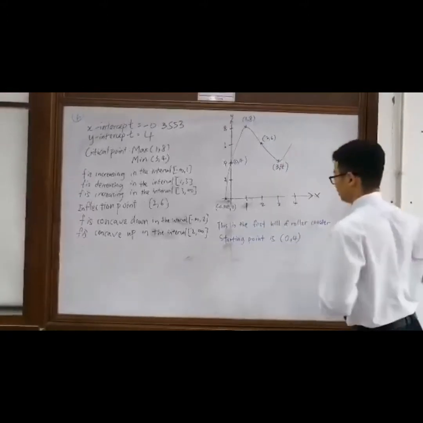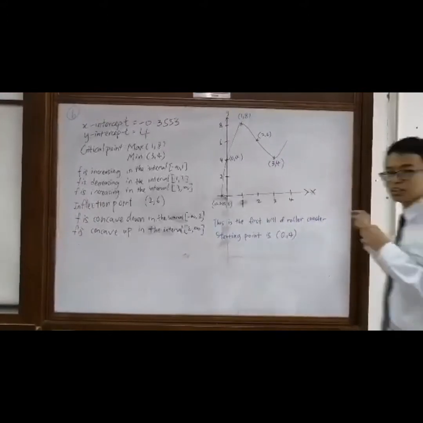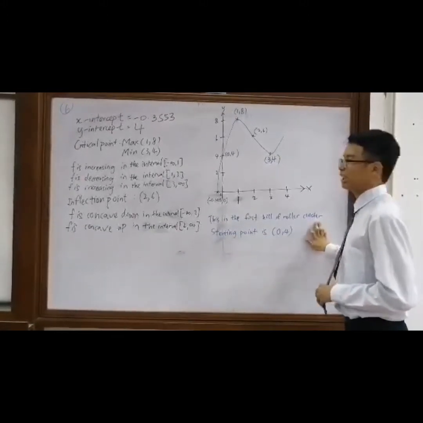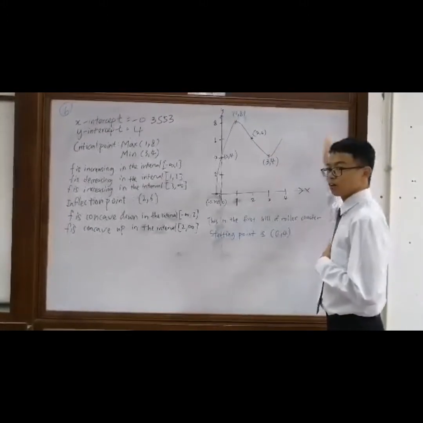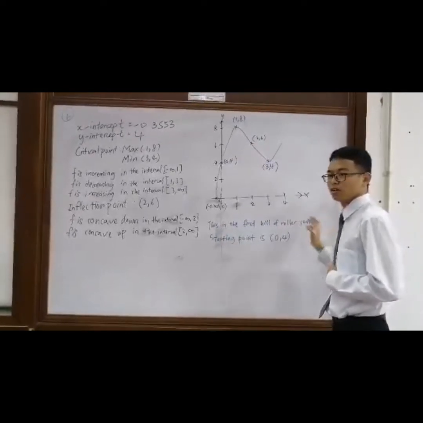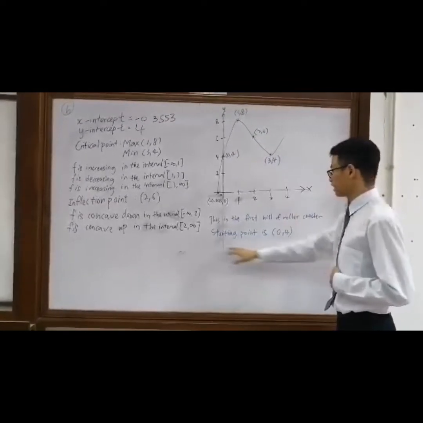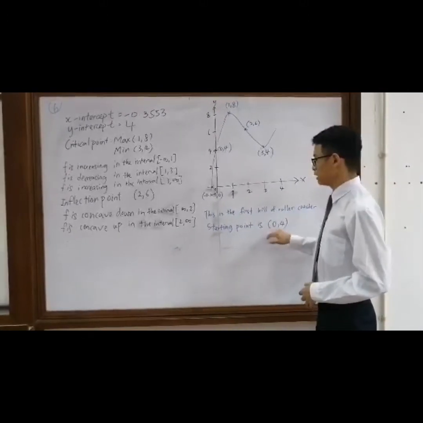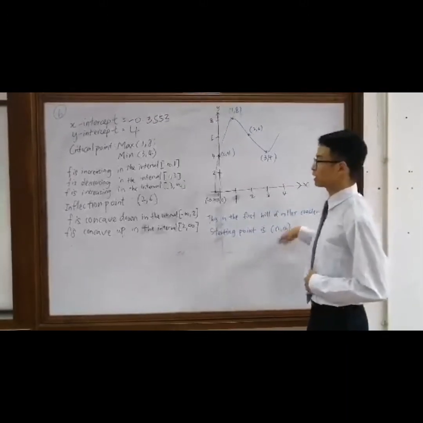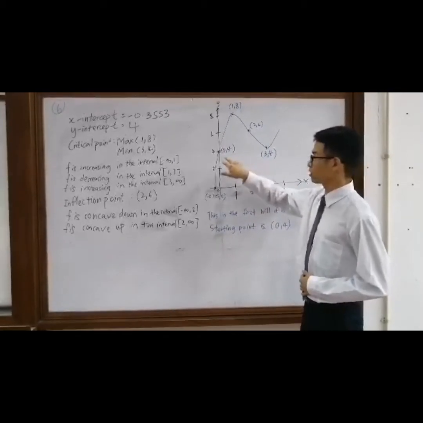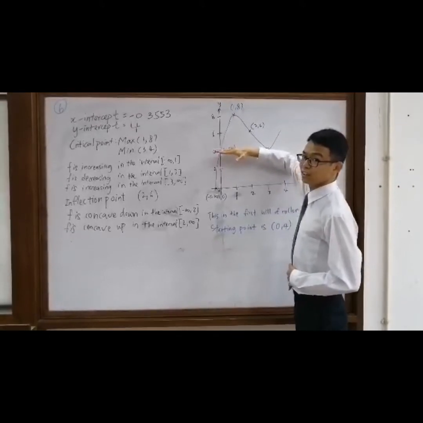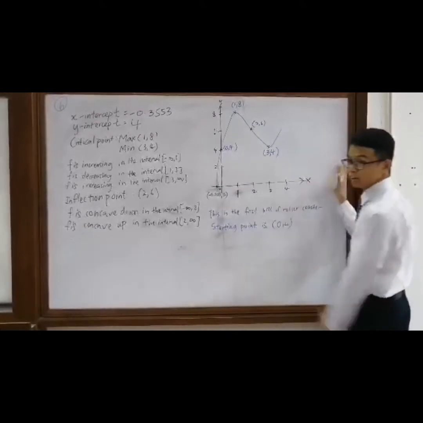Actually, this is the first curve of the roller coaster, because we notice that the curve of the roller coaster is not the same for the whole journey. The starting point is (0, 4). This means that the customer will enter the roller coaster at the point (0, 4). This is the ground level from the land. So this is the whole curve.